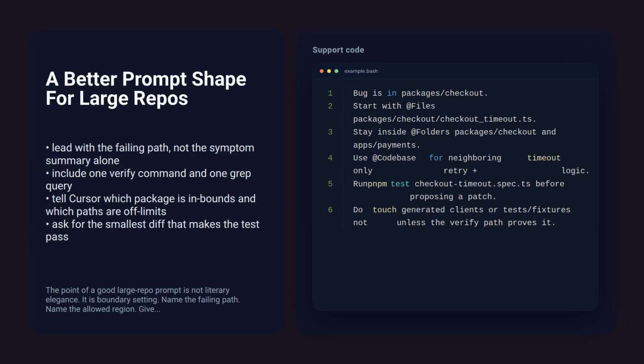The point of a good large repo prompt is not literary elegance, it is boundary setting. Name the failing path. Name the allowed region. Give one verify command. Tell Cursor what should stay off limits unless the evidence says otherwise. And ask for the smallest diff that makes the test pass. That shape works because it turns a vague bug report into an operational search posture. The prompt is no longer asking Cursor to be brilliant. It is telling Cursor how to spend its first minute.